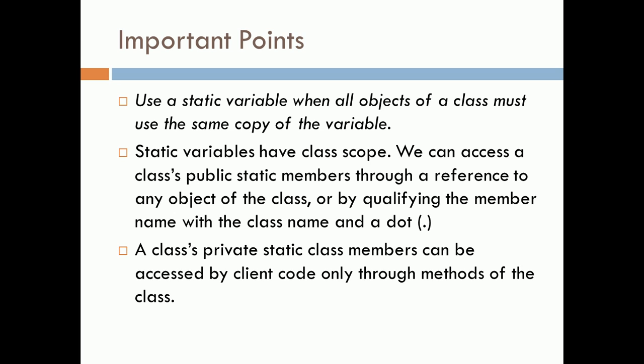Some other important points: when should we use static variables? We should use a static variable when all objects must use the same copy of the variable. There are certain cases when there is some value which is shared by all objects, or which should be updated by all objects. That value can be declared as static. You must analyze which data member should be static and which should be non-static. Another important point is that static variables have class scope. That is why we can access them using the class name. But it is not a restriction. You can also access the static variables using the object name, because it belongs to the object as well.